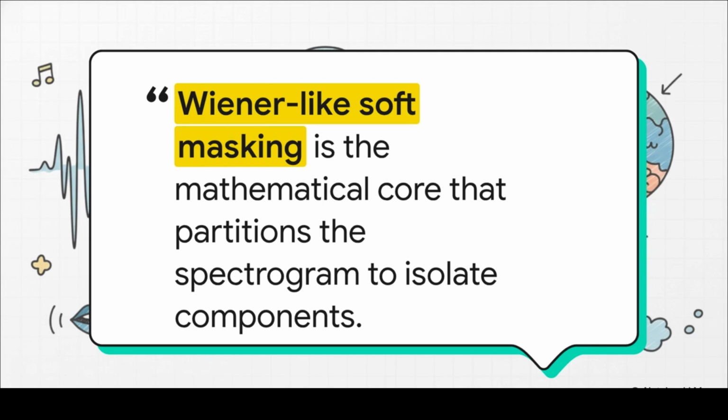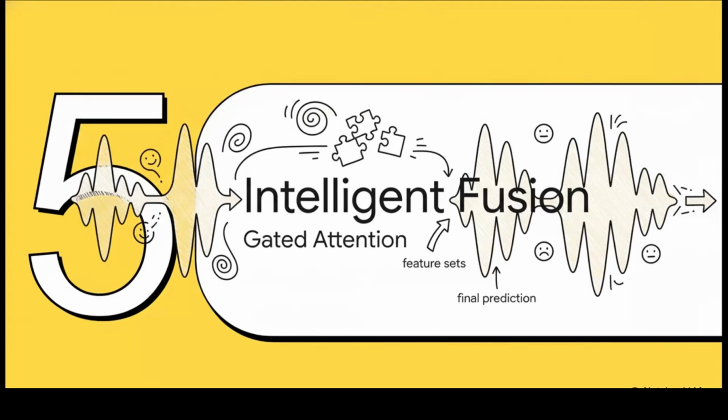Based on that ratio, it decides how to split the sound, resulting in two perfectly separated spectrograms, one containing just the tonal information and one with just the sharp percussive information. So at this point, we have two powerful, clean, and totally independent feature sets. The final piece of this puzzle is figuring out the smartest way to combine them to make a final prediction.